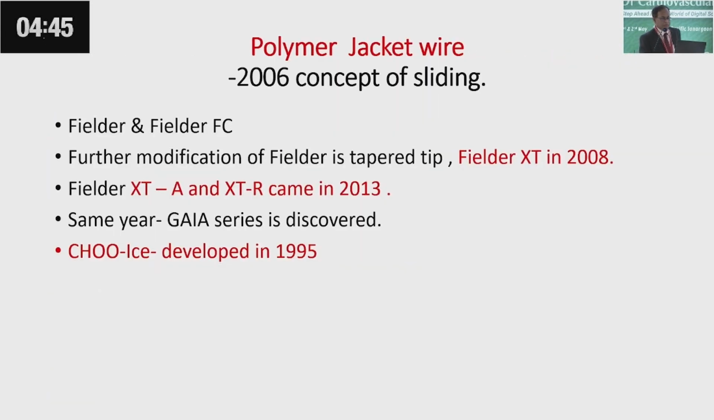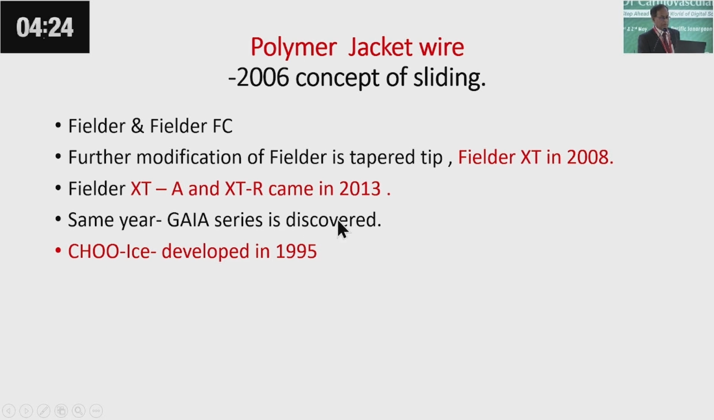These are the Conquest. Now, after 10 years, about 2006, the polymer jacket came with the concept of slide, that includes the Fielder, FC, and XT, which came in after 2 years. And XTA and XTR, the difference between the XTA and XTR, were modified in 2013.